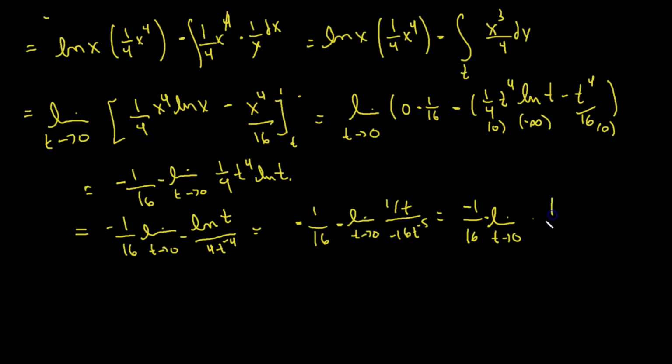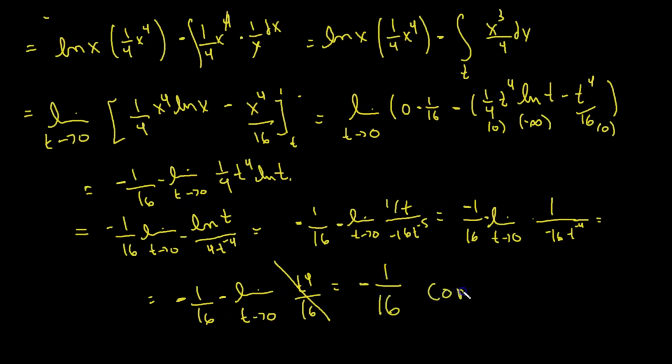So taking the derivative, we get 1 over negative 16 t to the negative 4. And now we can work with it. So we can rewrite this as negative 1 by 16. Bring the t to the negative 4 to the top, because if you don't do that, you can't really evaluate this limit yet. You get t^4 over 16, and you can conclude that this is going to 0. So you get negative 1 by 16 converges to this.